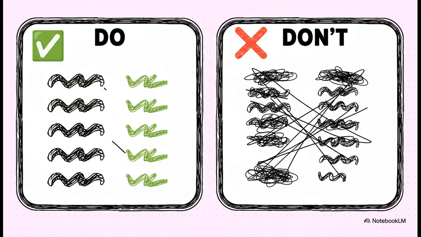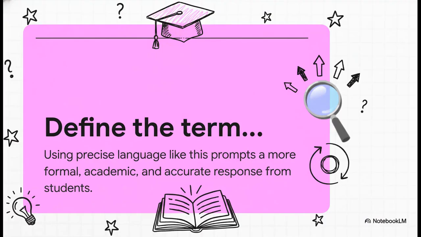It's a game changer. You know, even a tiny change in how you phrase a question can have a huge effect. Asking a student to define the term instead of just "what is," it sends a signal. It tells them you're looking for a more precise academic answer. It subtly raises the bar.